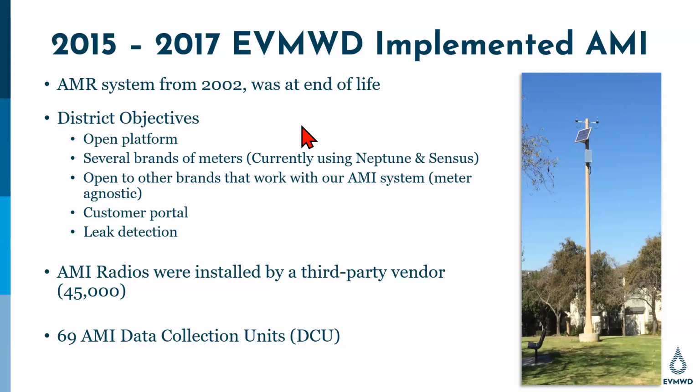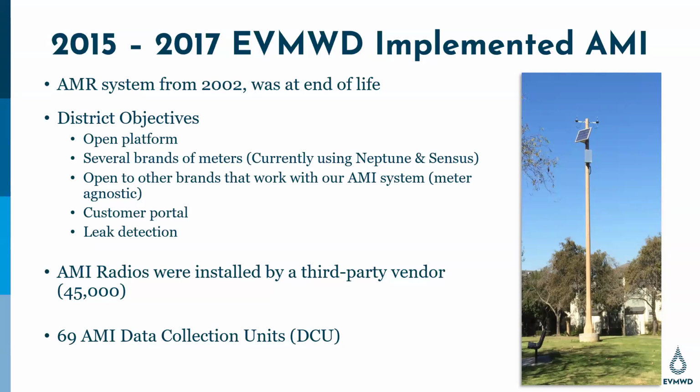We put in roughly 45,000 meters at the time, through a third-party vendor. And we have 69 data collectors. So those data collectors provide us with triple redundancy for our entire system, and it actually reaches a little bit outside for further growth. So they did a propagation study, and we were able to cover every meter with triple redundancy.